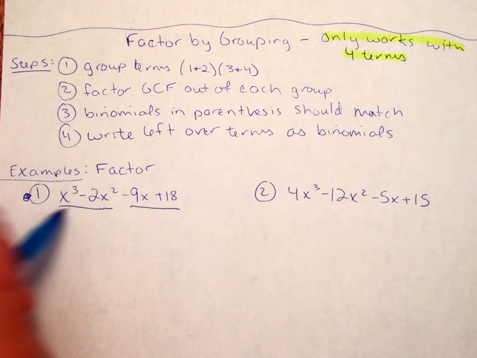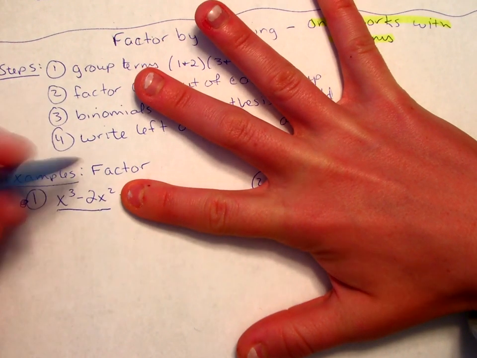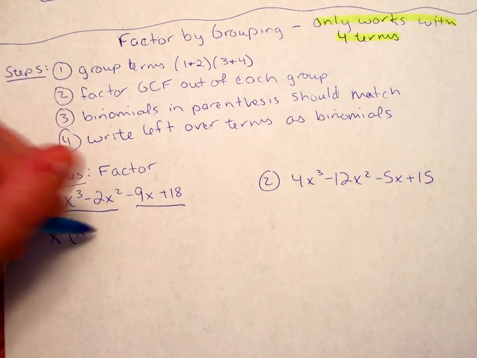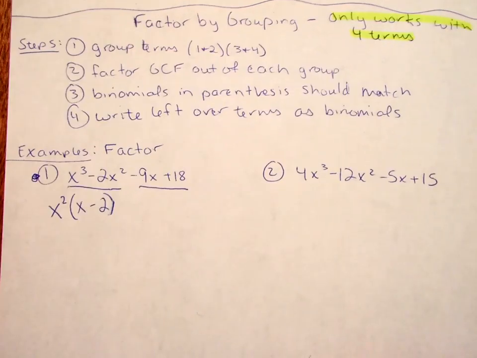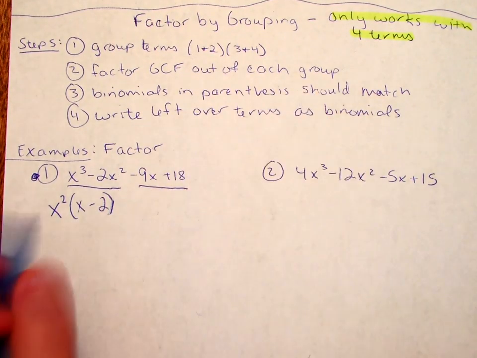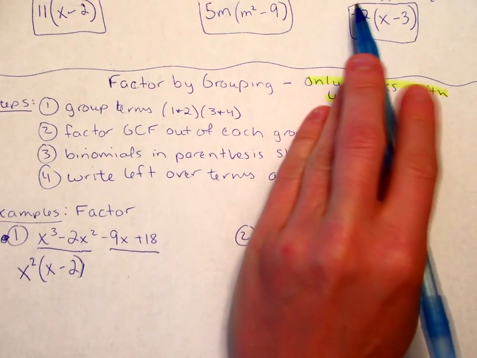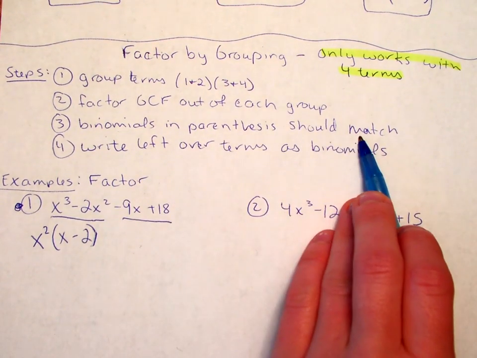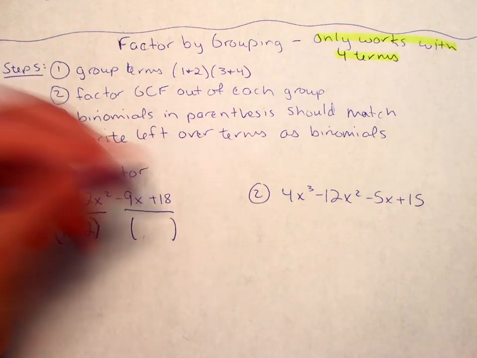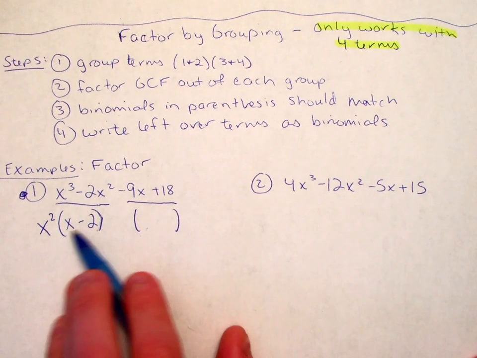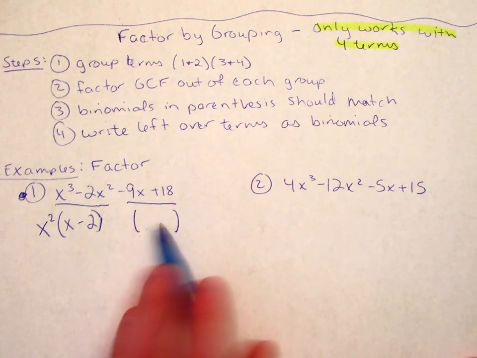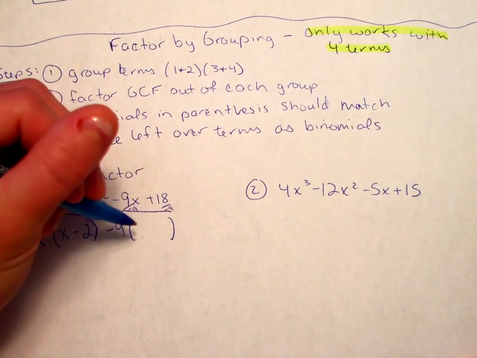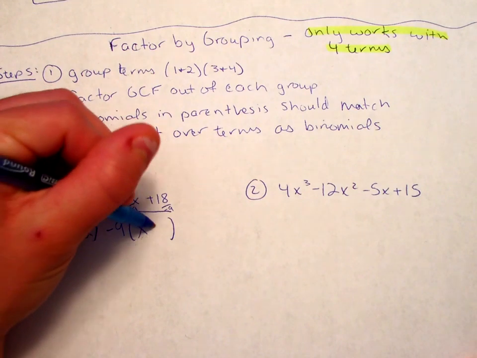So here, factoring out the GCF, these first 2 terms have x squared as their GCF, leaving you with x minus 2. Okay, then we're going to factor out a GCF from here. Very similar to the last example, we are going to take out a negative, and this is why. Step 3 says binomials in parentheses should match, meaning I should have an x minus 2 here. And the only way to get an x minus 2 here is to take out a negative. So I'm going to take out a negative 9, because that's what they both go into. And I'm left with x, 18 divided by negative 9, minus 2.